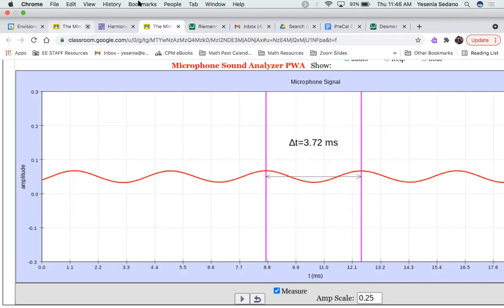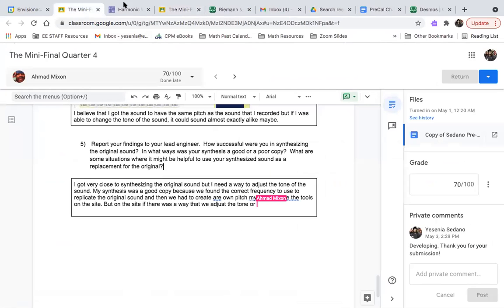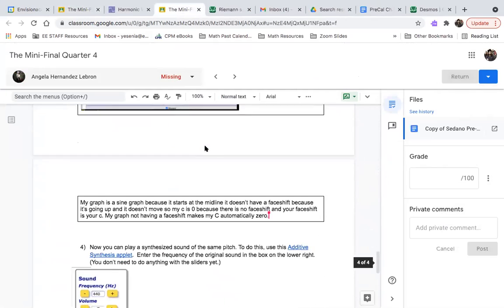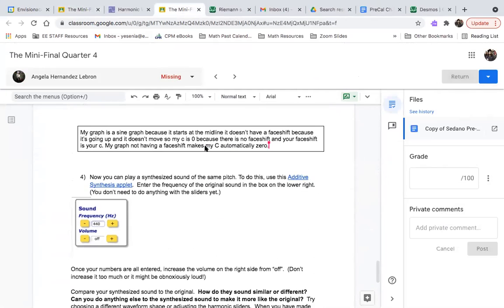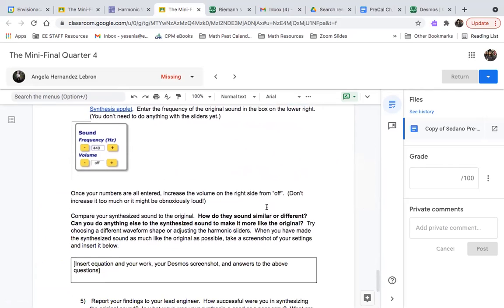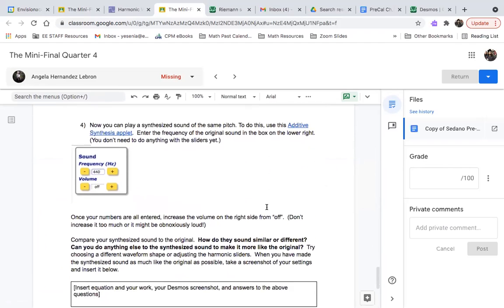Okay, I'm done. All right, we're ready. I think I'm zoomed into your mini final. Okay, let's see. I like how you wrote phase shift. It sounds funny, like a phase shift. I'm terrible at spelling, so okay. I understood what you meant though, either way.